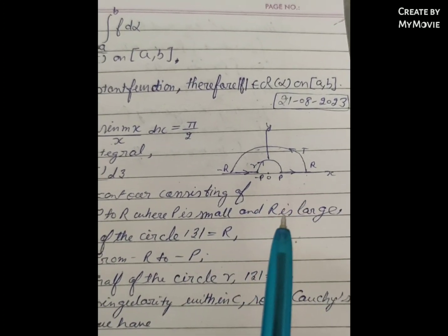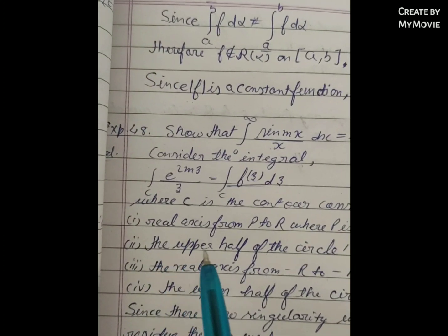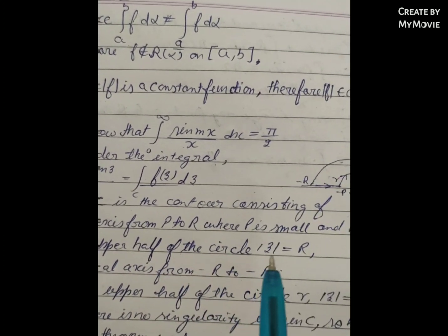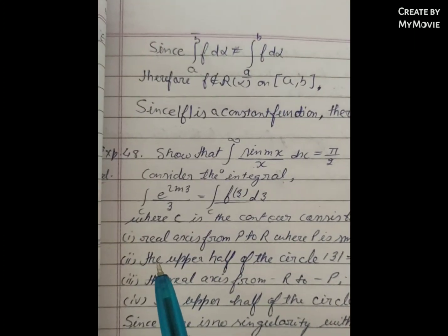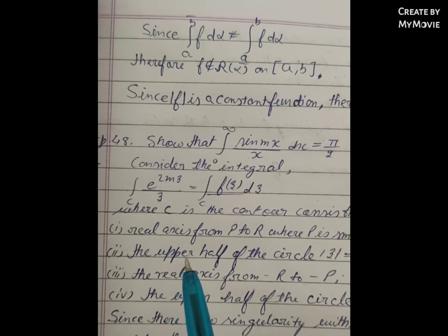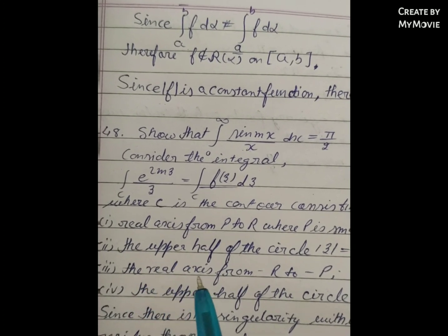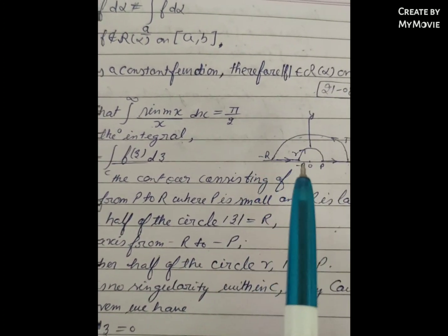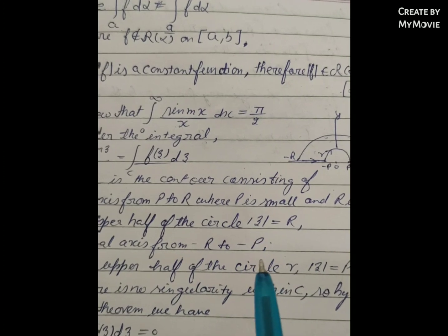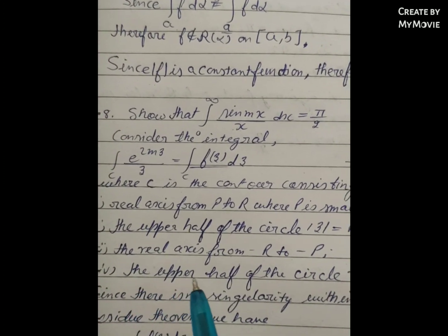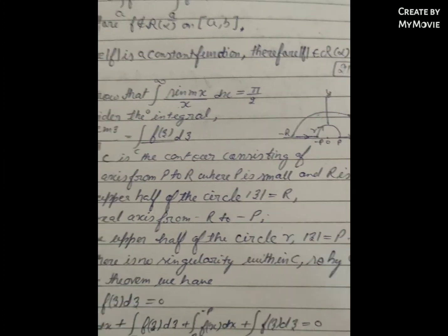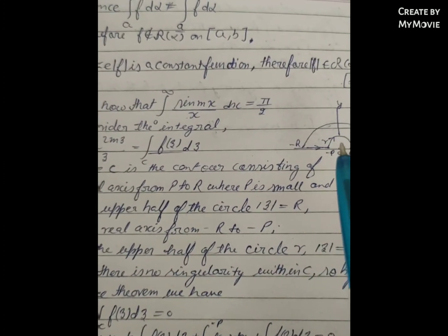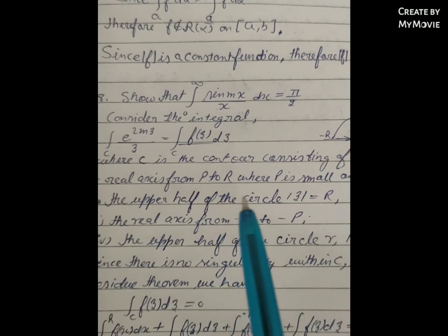First, the real axis from rho to R. Second, the upper half circle with modulus z equal to R. Third, the real axis from minus R to minus rho. Fourth, the upper half circle gamma with modulus z equal to rho.